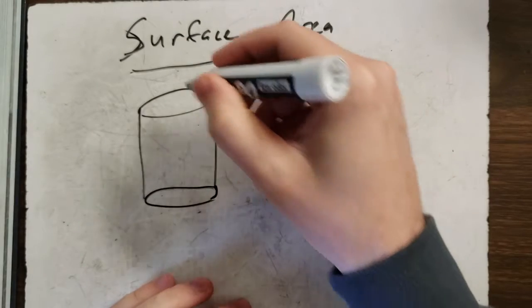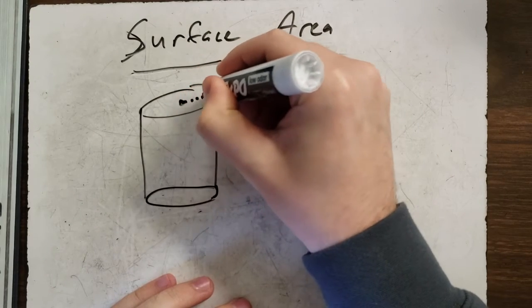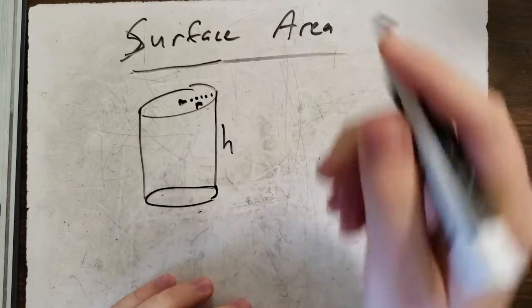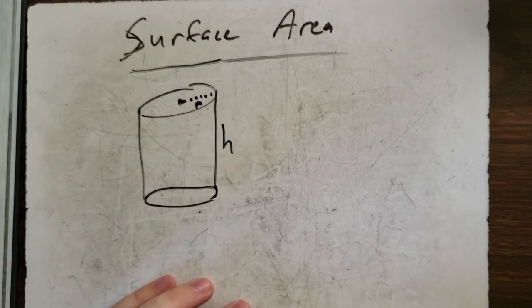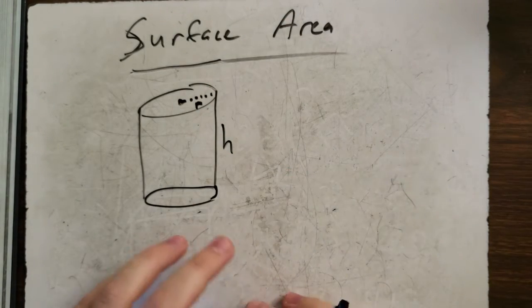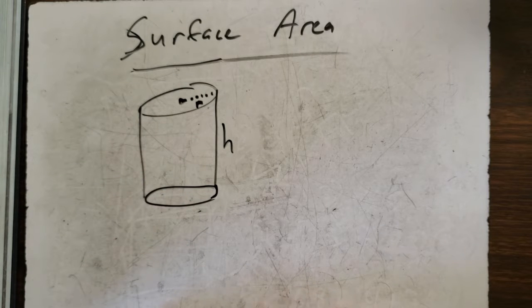It's going to give you the height, and it's going to give you the radius, okay? So the height and the radius. Those are the numbers we're looking for for a can. That's really all the numbers we need.